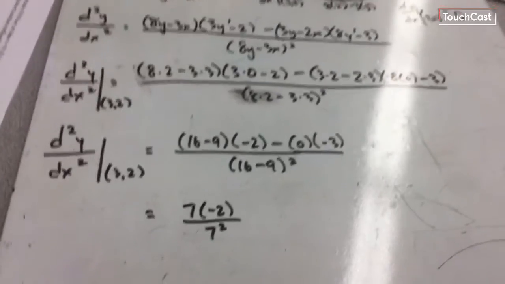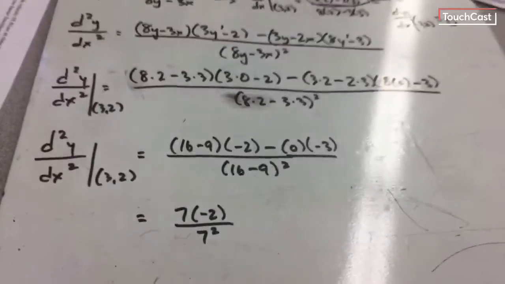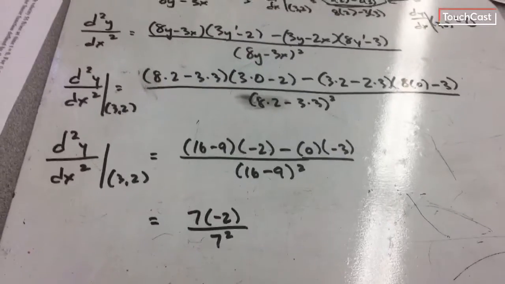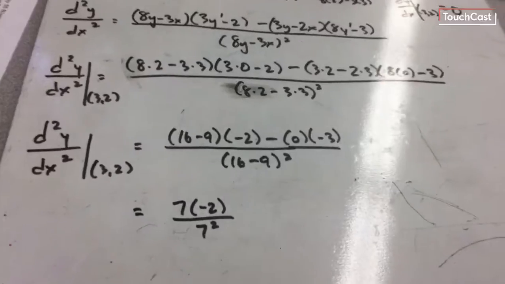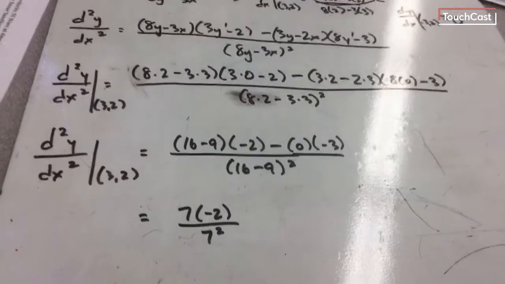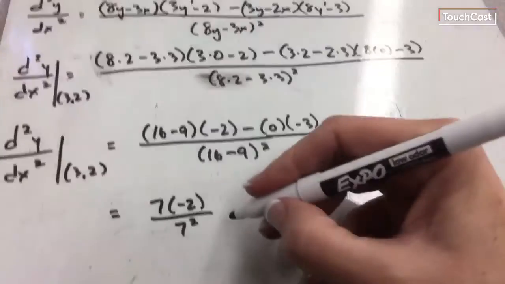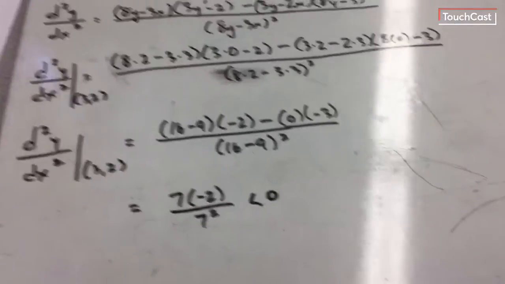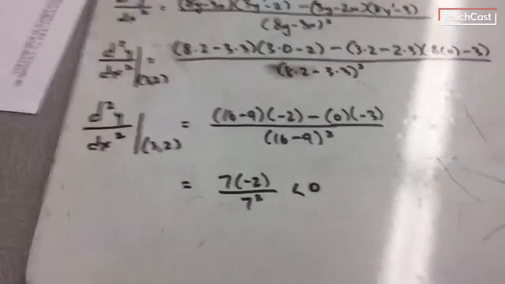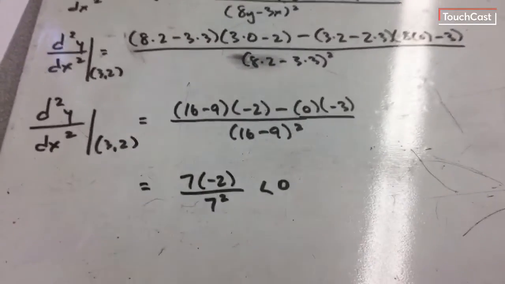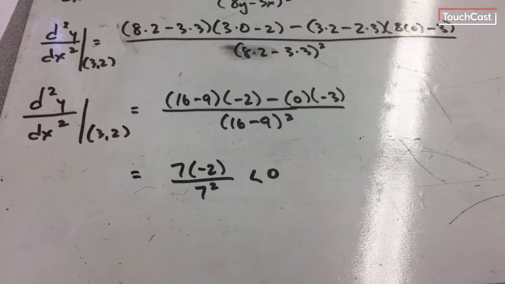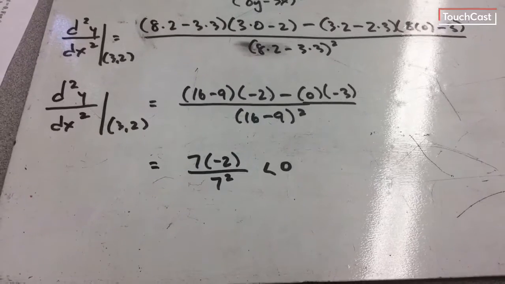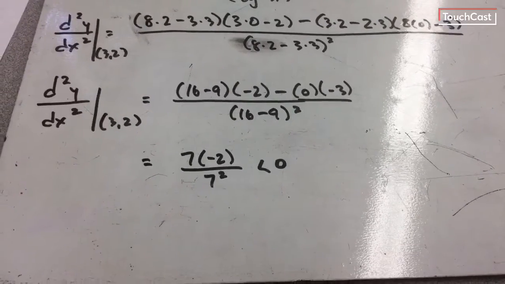All right, so I simplified that a little bit. I know that 3 minus 2 minus 2 minus 3 is going to equal 0. So that whole second half of my numerator after the subtraction sign is going to simplify to 0. I'm going to have a positive 7 times a negative 2 all over 7 squared, which is negative. So I wrote less than 0. Don't simplify any more than you have to, at least not on the free response section. So we have found the second derivative at (3, 2). It's negative 14 over 7 squared. And I figured out that that result is negative.